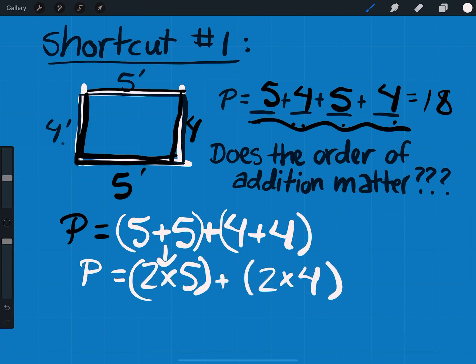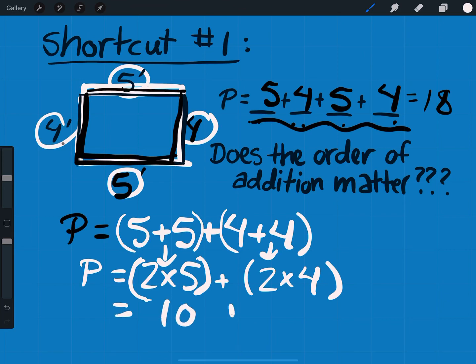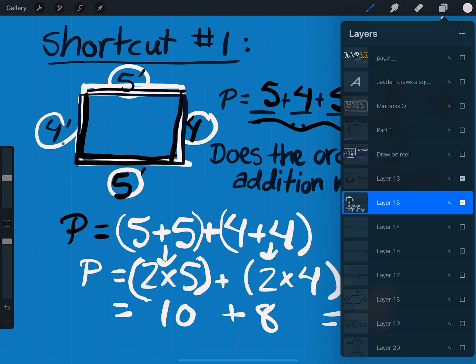Now the only trick with using this method is remember to put the parentheses around when you're doing multiplication. 2 times 5 plus 2 times 4, because there are 2 5s and 2 4s. So that would equal 10 plus 8, which would be 18. Same thing, but it's just in a different order. Okay, we have a little practice.